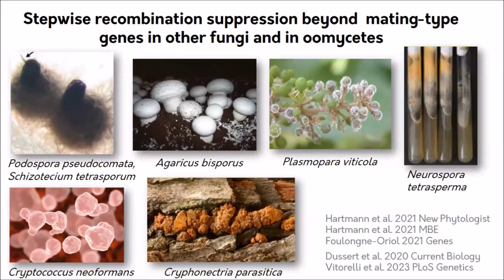And also in other fungi, we found evidence of stepwise extension of recombination suppression. We found that in the button mushroom, in some coprophilous fungi that we found in rabbit dung, and in the oomycete Plasmopara viticola, which is an oomycete, so not a fungus; it's closer to brown algae. In Neurospora tetrasperma too, so in both ascomycete and basidiomycete fungi, we found several cases with stepwise extension of recombination suppression.